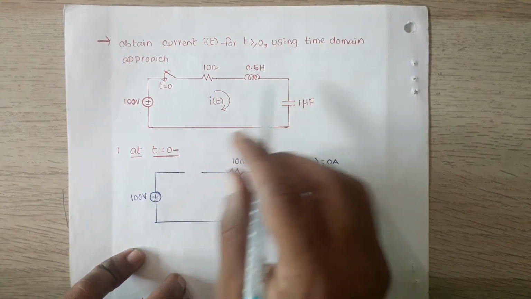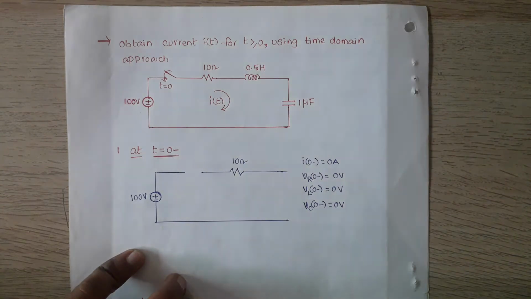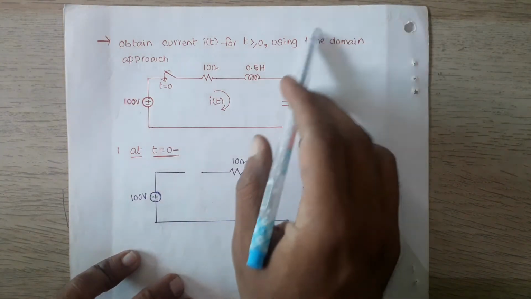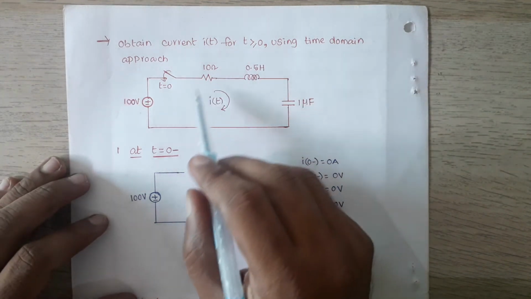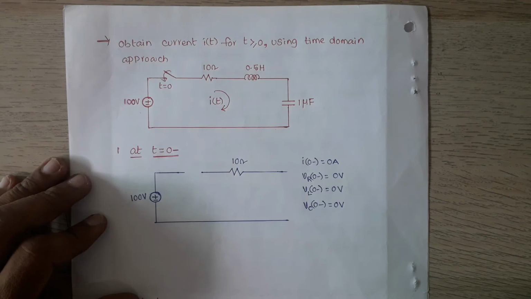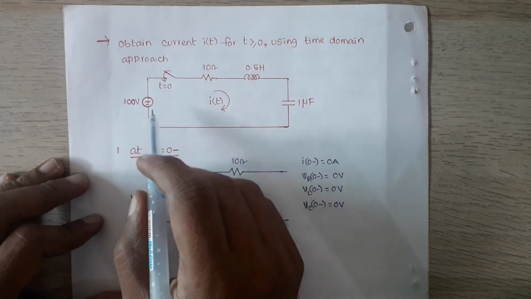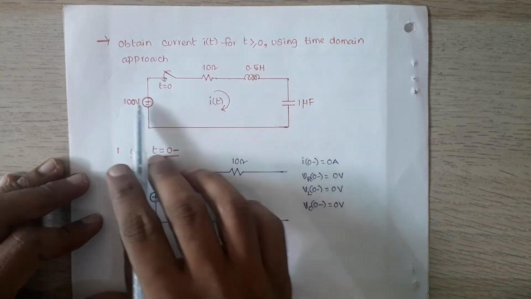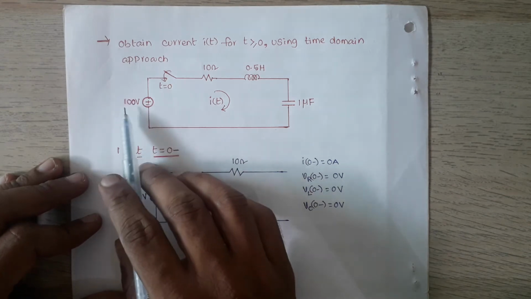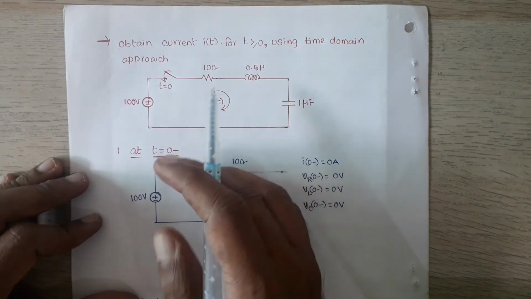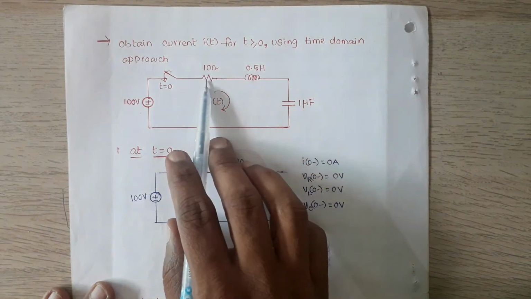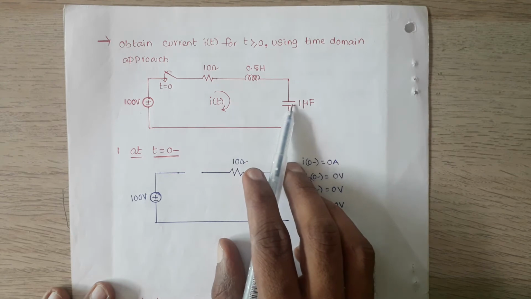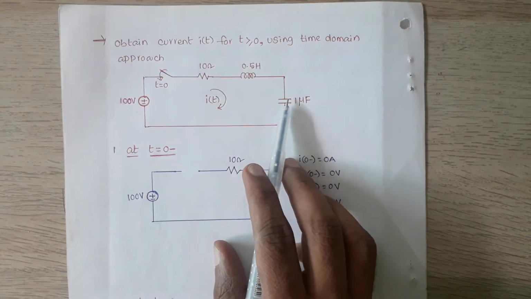Time domain approach. So the type of technique which we are using is time domain analysis, or differential equation approach. The type of source is DC, so the type of transient is DC transient, because we are connecting an RLC circuit to the DC source. And the type of circuit is an RLC circuit. Resistor is there, inductor is there, and capacitor is there. So that's why it comes under an RLC circuit.